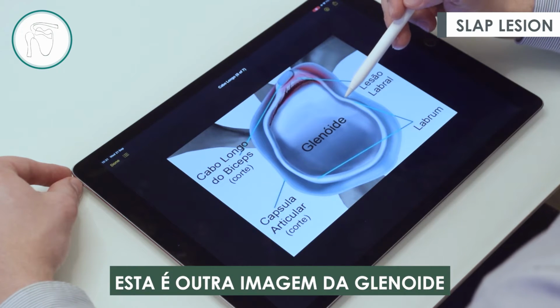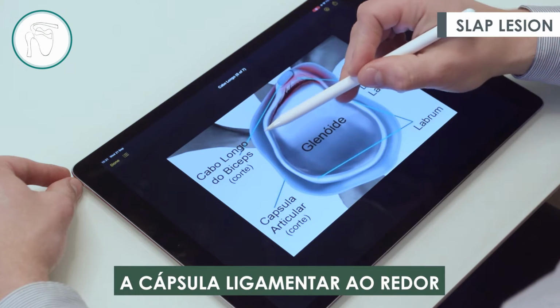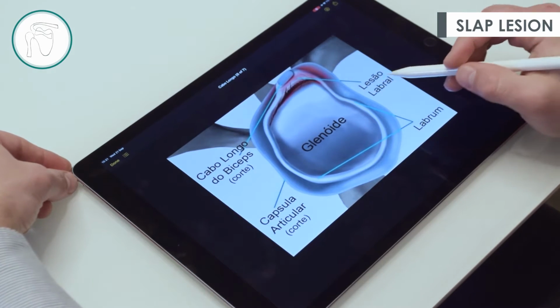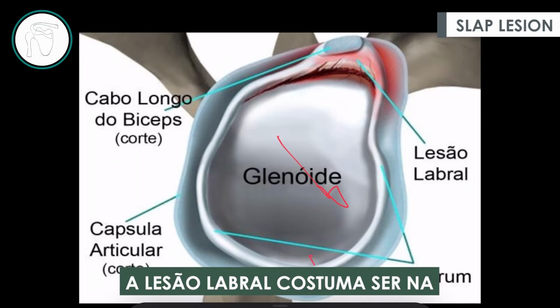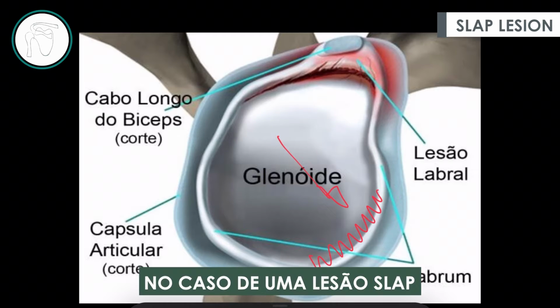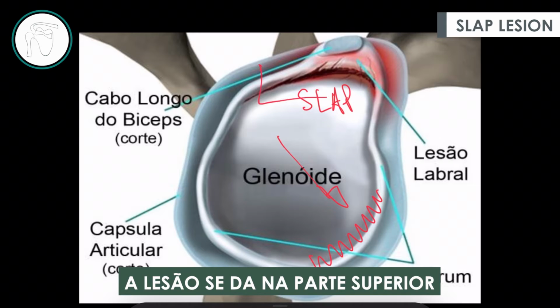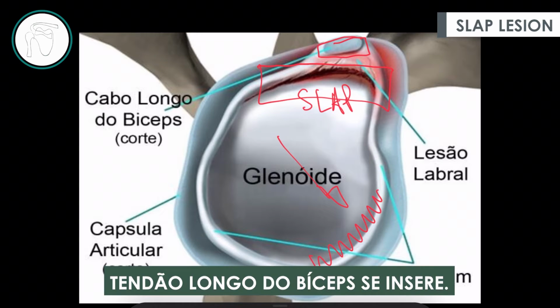This is another glenoid view with the labrum around it and the ligament capsule also attached. When we have a shoulder dislocation, usually the lesion happens in the lower anterior part of the labrum. When we're talking about a SLAP lesion, the lesion happens in the superior part of the labrum, and that's where the biceps tendon inserts.